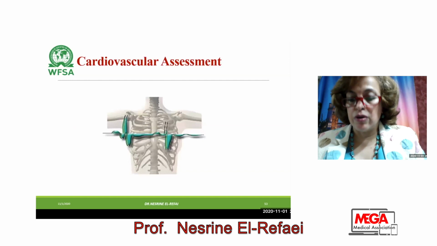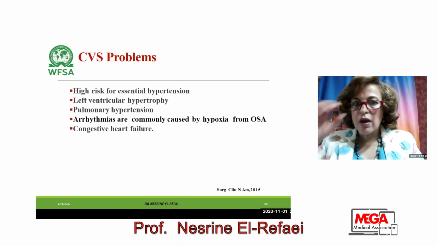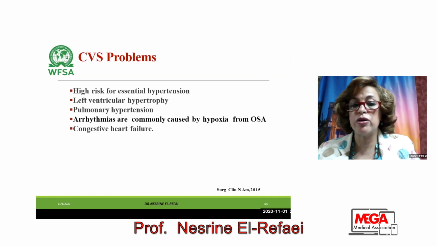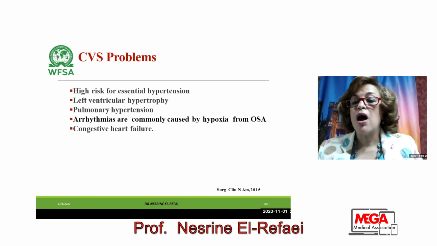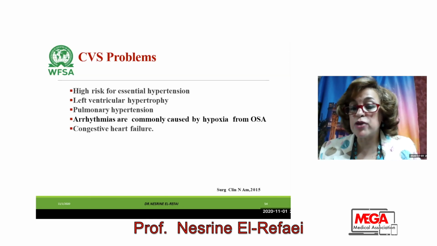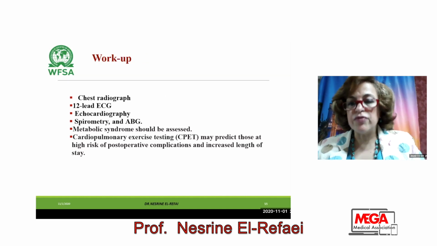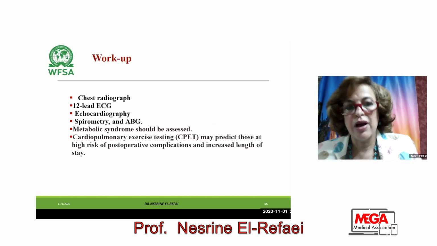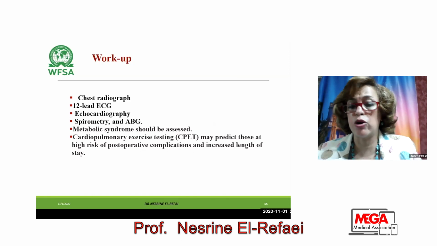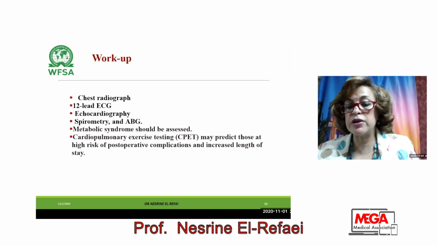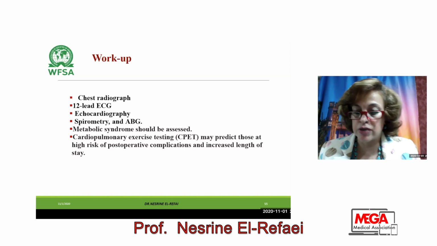Now we come to cardiovascular assessment. These patients have high risk of essential hypertension, left ventricular hypertrophy, pulmonary hypertension, arrhythmias. It's common, especially in patients with obstructive sleep apnea. It's caused by hypoxia and congestive heart failure. The workup, what investigations do we ask for? We ask for everything: chest X-ray, 12-lead ECG, echocardiograph, spirometry, and ABG. Metabolic syndrome should be assessed. Cardiopulmonary exercise test may predict those at high risk of post-operative complications and increased length of stay in the hospital.